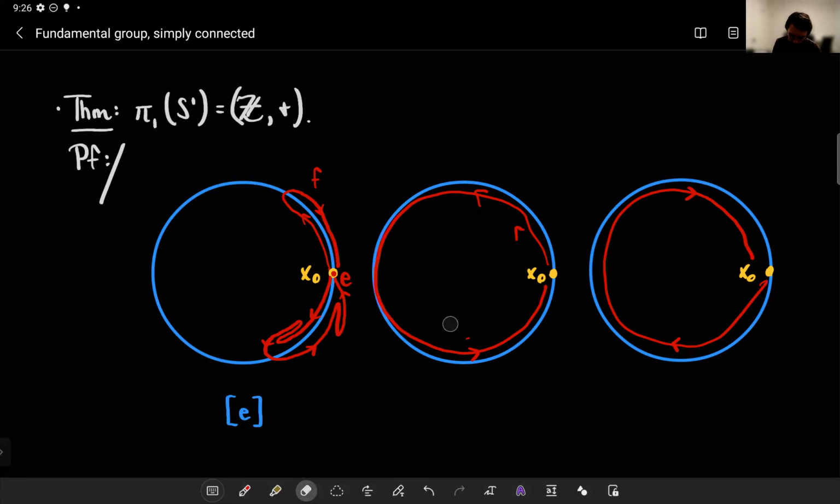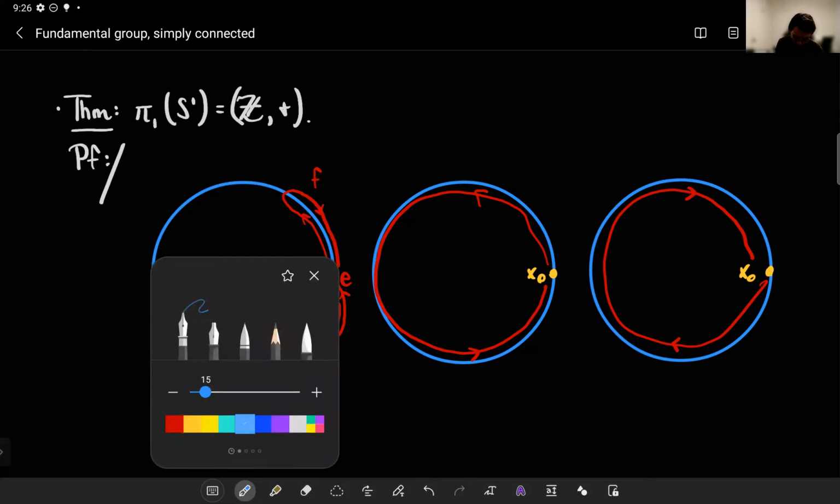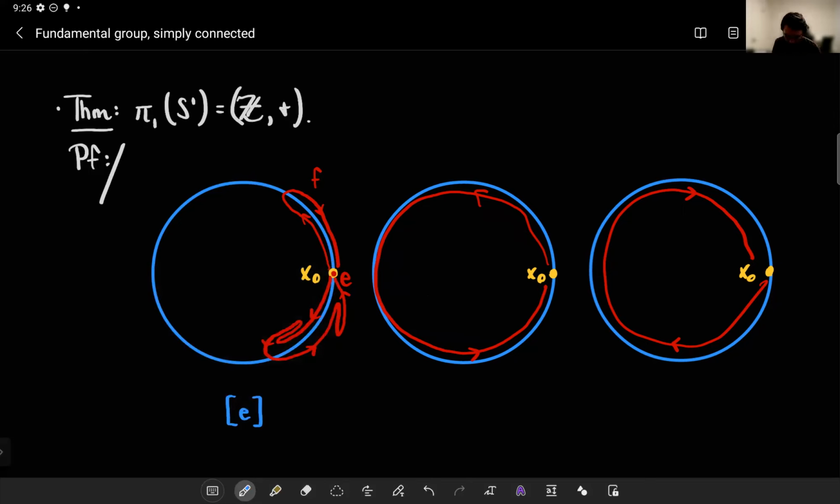Is that everything? Right, so maybe that path was F or something, and this path was F inverse. So in this case, F and F inverse are not homotopic to one another. Neither of them are homotopic to the identity.